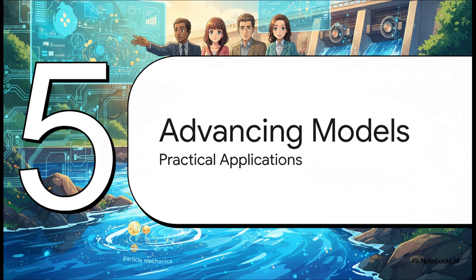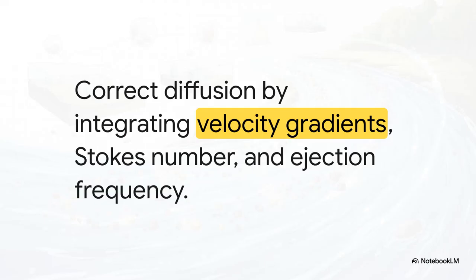Finally, Section 5, Advancing Practical Models. Because at the end of the day, all this theory only matters if it works in the field. So, how do we translate these microscopic discoveries into macroscopic engineering tools? By dynamically correcting the diffusion coefficient. We inject these specific micro-level parameters, local velocity gradients, the Stokes number to precisely account for particle response time, and the exact frequency of turbulent ejections, straight into standard transport calculations.